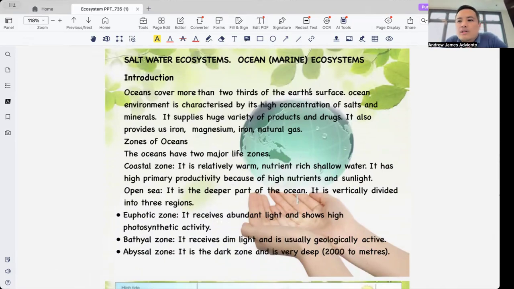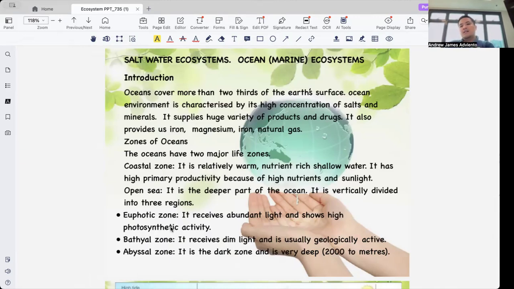Next is the saltwater ecosystem. So this actually covers about 71% of Earth's surface. Oceans are vast bodies of saline water that regulate global temperature. They also store carbon dioxide and support an incredible diversity of life, from microscopic up to gigantic organisms.